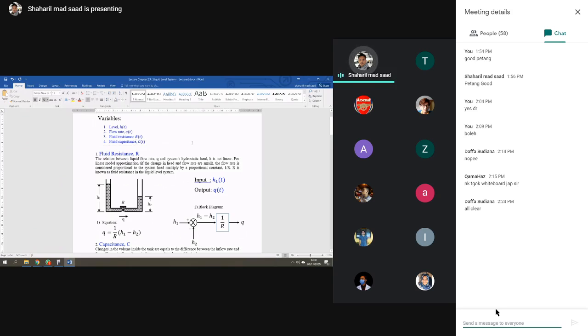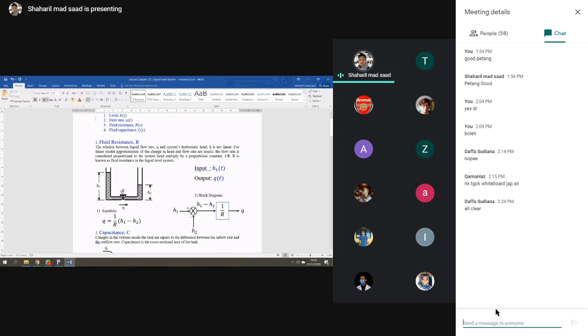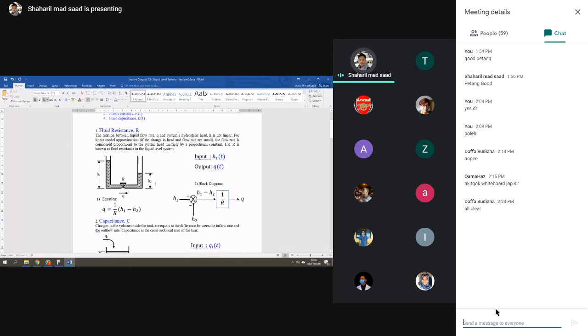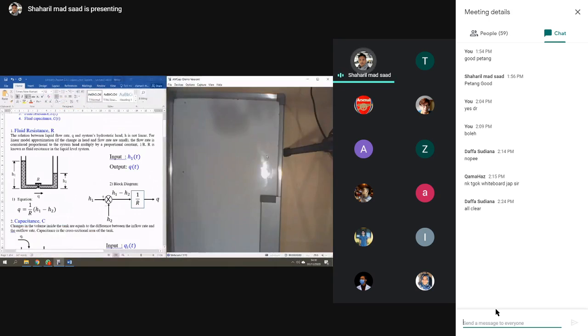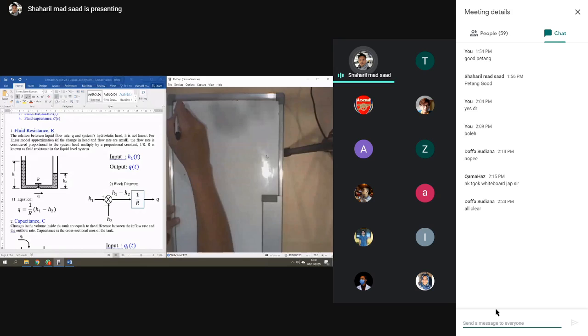Fluid resistance is when you have some valve here. When you open this valve, you can see the height from the input going to the output right here. In this case, you will have some equation. I like to draw so that you can fully understand. For this question, what you need to remember is the fluid resistance, which I call R.